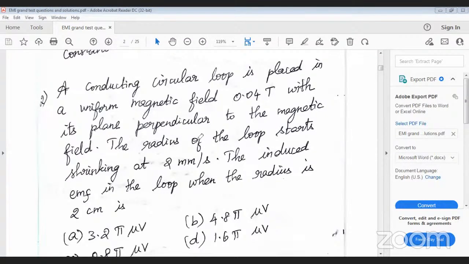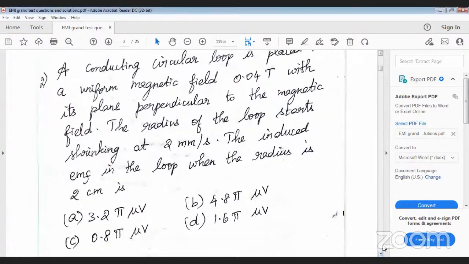Now we have to find out the induced EMF in the loop when the radius is 2 centimeter. Why are they asking us to find the induced EMF at a particular value of radius? Because the radius of the circular loop is actually shrinking, at 2 millimeter per second. So the radius is not constant. At a particular value of the radius, that is 2 centimeter, you need to find out the induced EMF. You have 4 options.